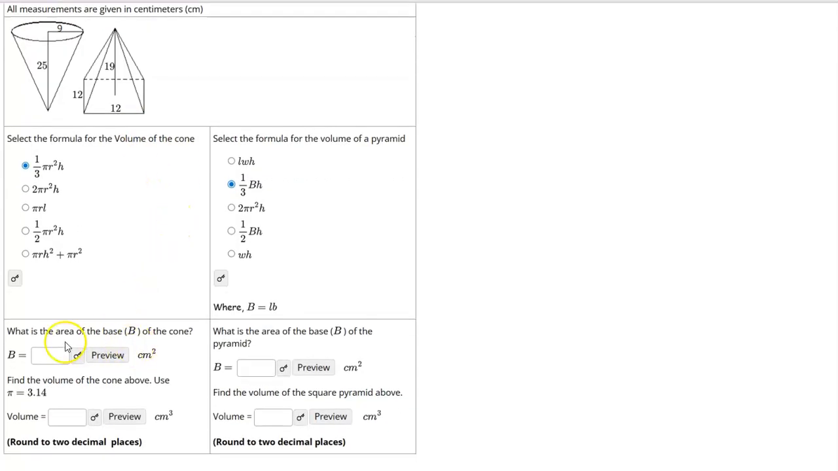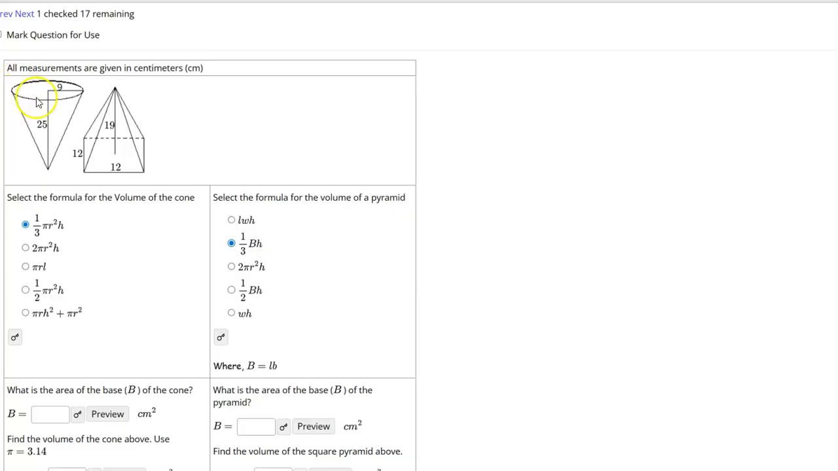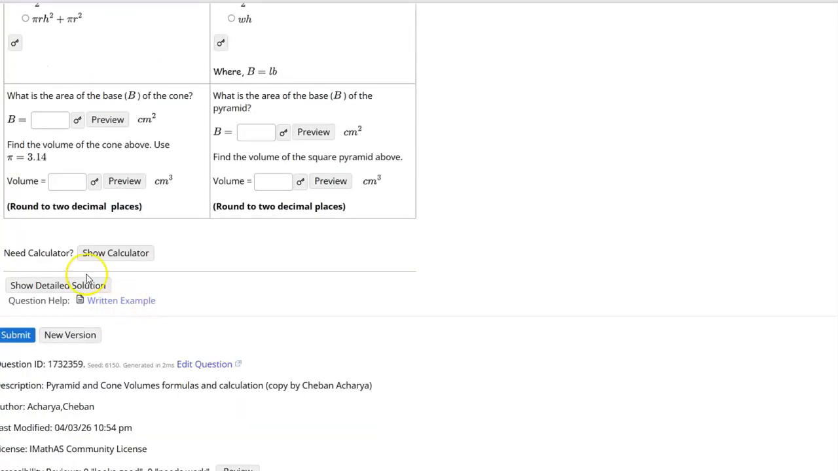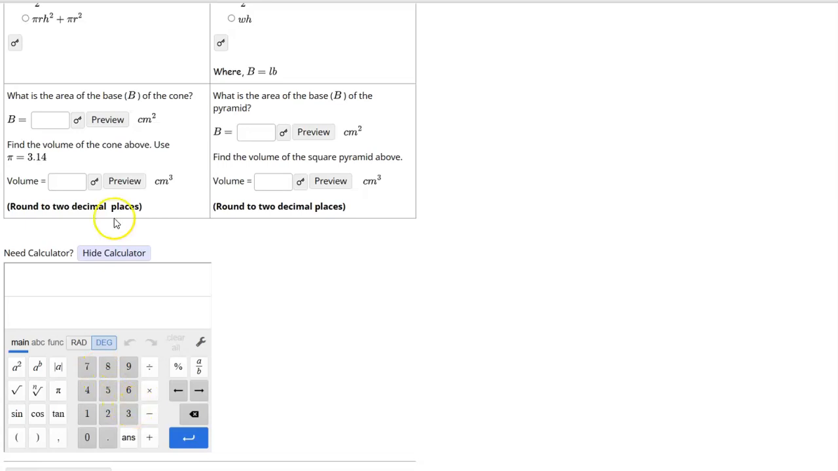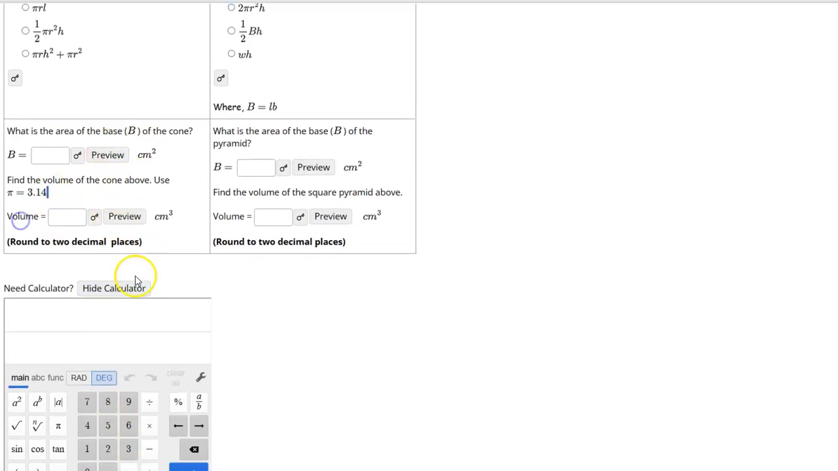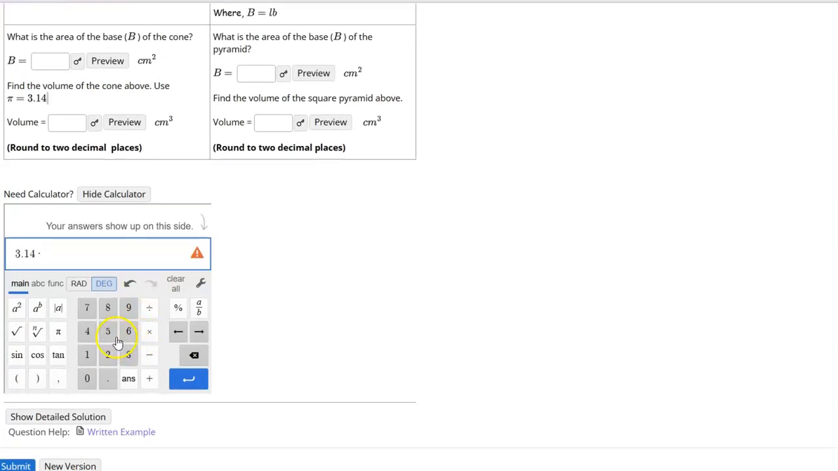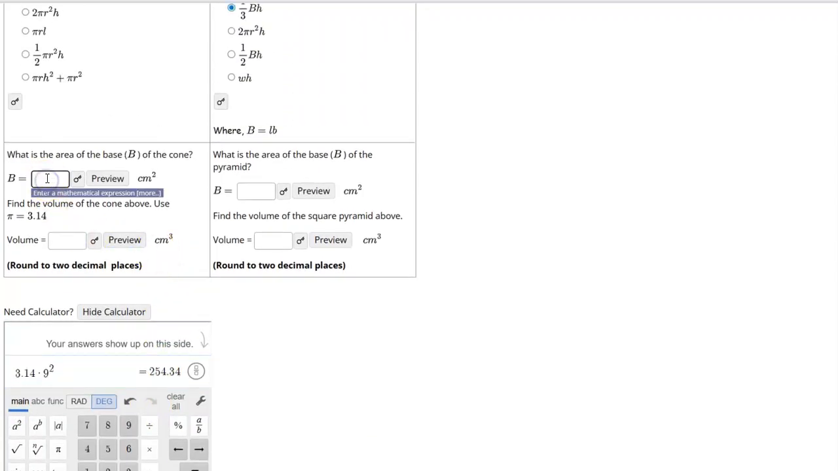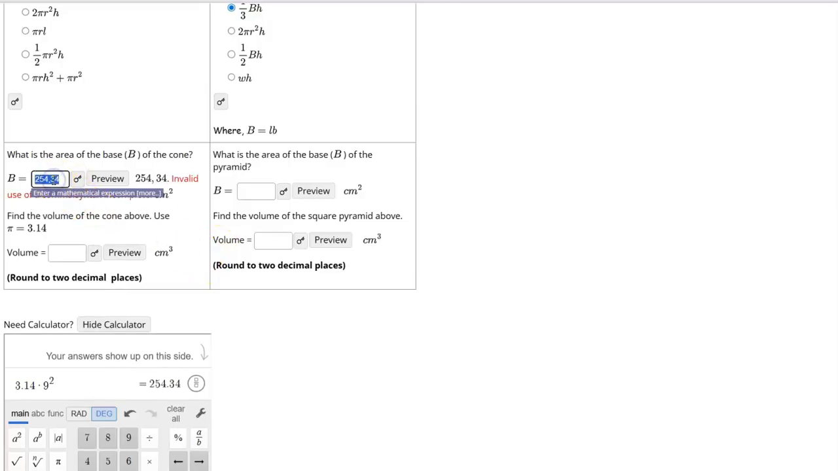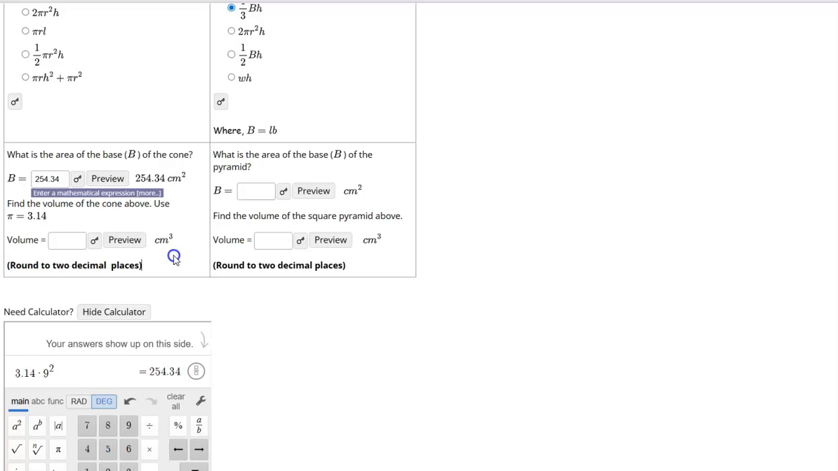So the first question is, what's the area of the base of the cone? The base of the cone is a circle, so the area of the circle is going to be pi r squared. Pi is 3.14. So 3.14 times r squared. What's the r here? r is 9. 9 to the power of 2 gives 254.34. That's the area of the base of the cone. You round to two decimal places, and we are good.